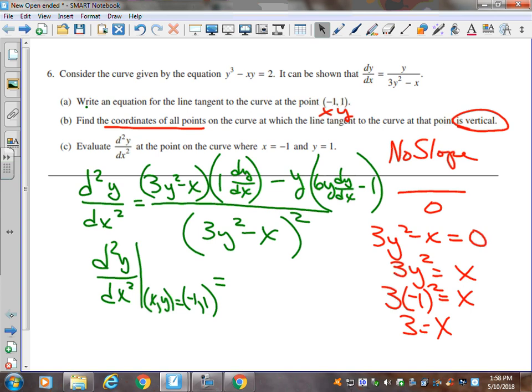Our free response questions are going to be calculator active. Not all of them. No, we need to talk about that. All right, let's look at the next one.